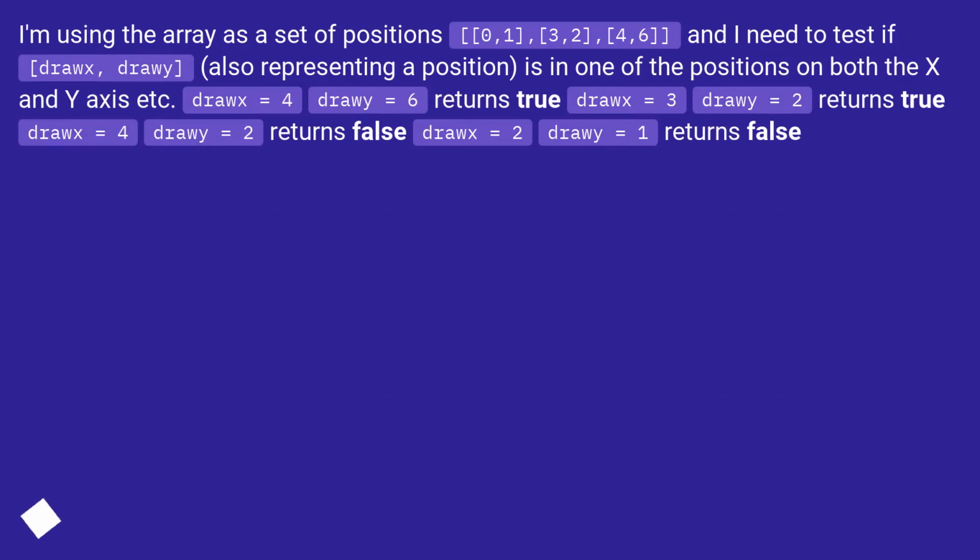I'm using the array as a set of positions, 0, 1, 3, 2, 4, 6, and I need to test if drox, joy, also representing a position, is in one of the positions on both the X and Y axis. For example, drox equals 4, joy equals 6 returns true. Drox equals 3, joy equals 2 returns true. Drox equals 4, joy equals 2 returns false. Drox equals 2, joy equals 1 returns false.